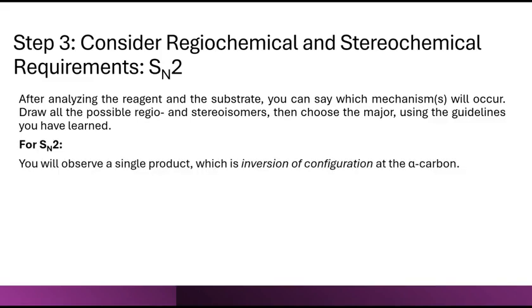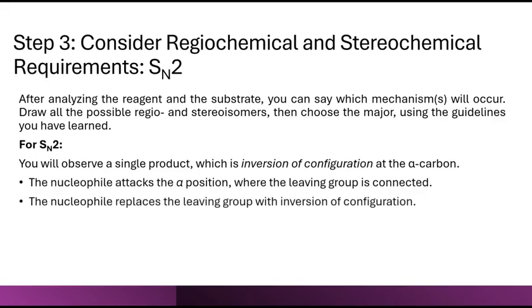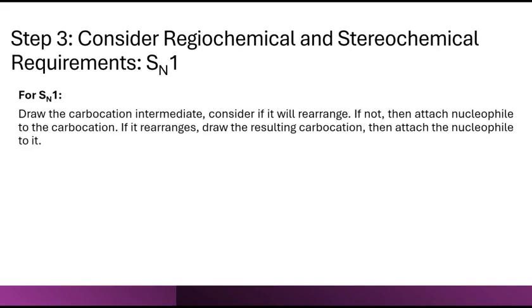For SN2, we will observe a single product, which is the inversion of configuration of the alpha carbon. The nucleophile attacks that alpha position where the leaving group is connected as it's leaving. The nucleophile replaces the leaving group with inversion of configuration. Step 3. Consider the regiochemical and stereochemical requirements now for SN1. For SN1, make sure that you draw the carbocation intermediate. Consider if it will rearrange. If not, then attach the nucleophile to the carbocation. If it rearranges, draw the resulting carbocation and then attach the nucleophile to it.